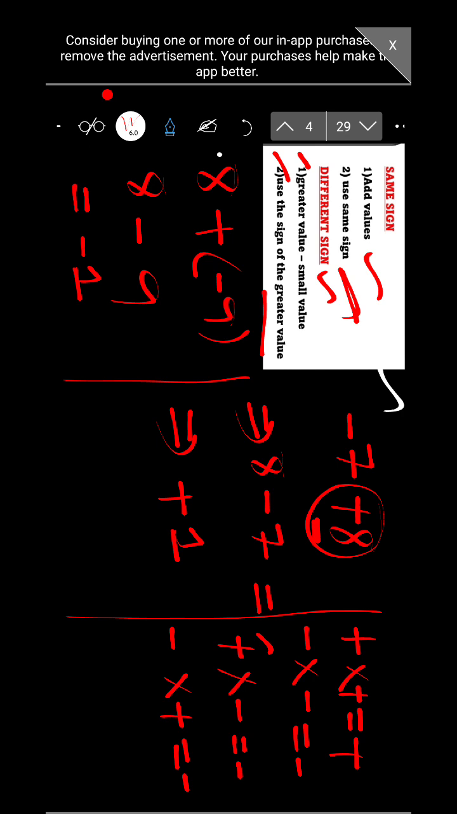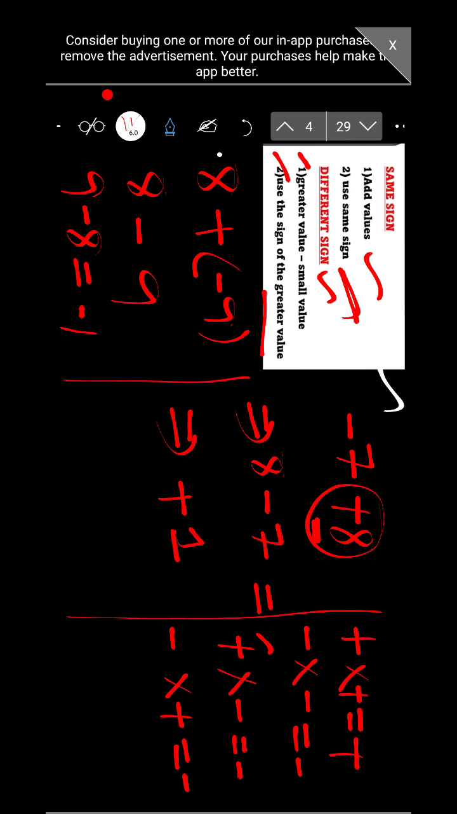So here we are getting 8 and minus 9. Now 8 minus 9. We need to use the bigger value, that is, greater value minus smaller value, and you will get 1. The second condition: use the sign of the greater value. What is the greater value's sign? Negative. So you will get minus 1. We will solve by using these two conditions.